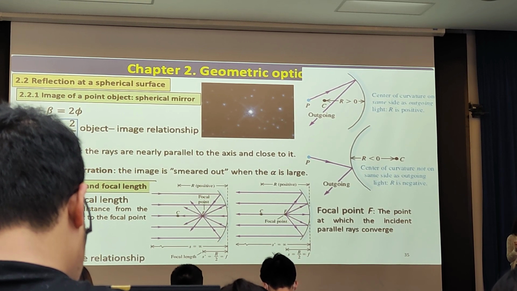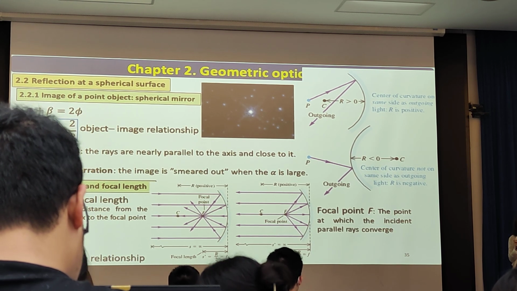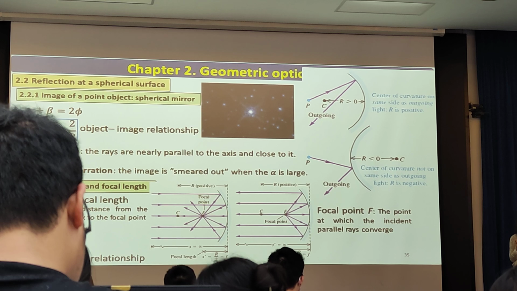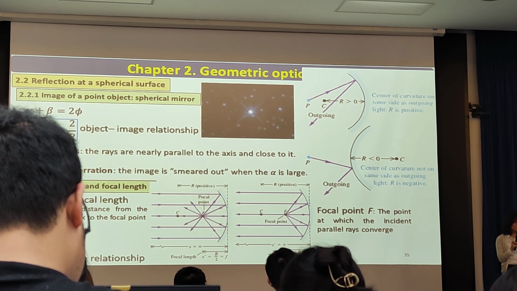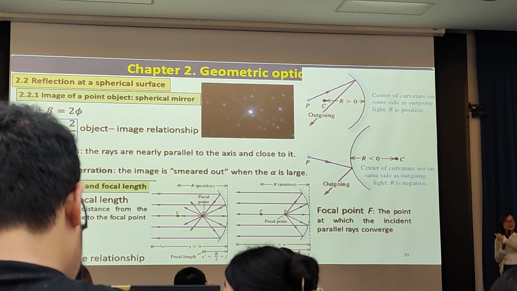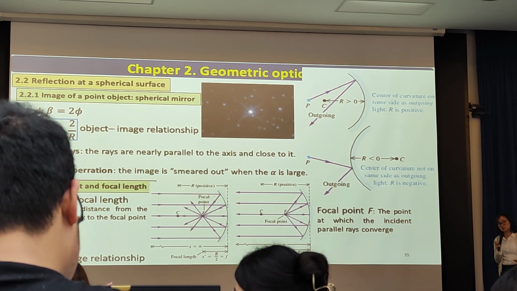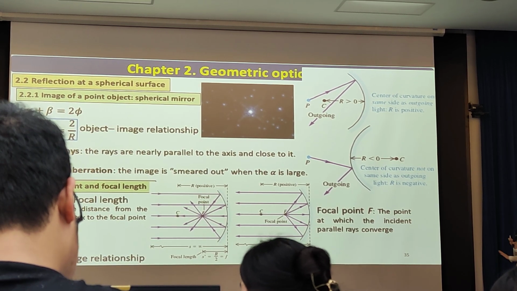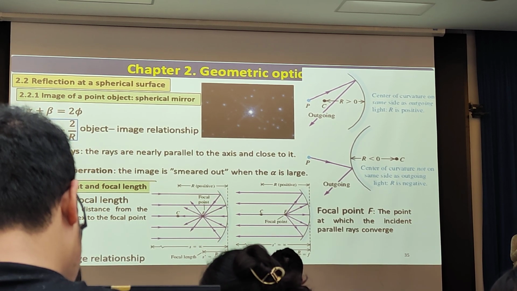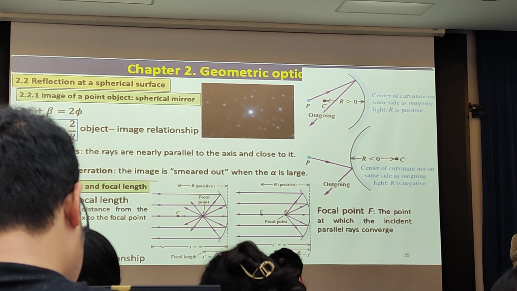Okay, concave mirror, positive radius. Convex mirror, negative radius. However, if you have the lens, then you must remember the sign rule in order to identify when R1 or R2 is positive or negative. So, for this part, it is clear for you? Yes or no?